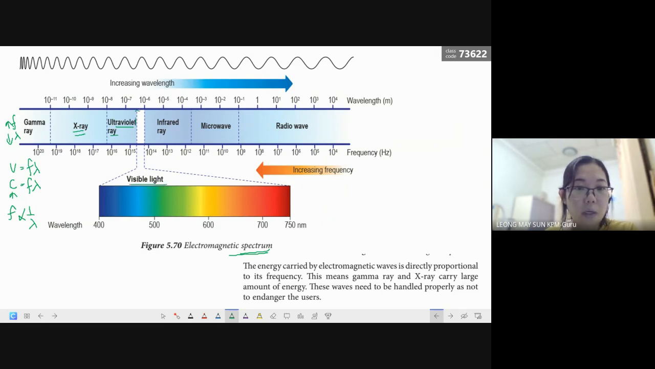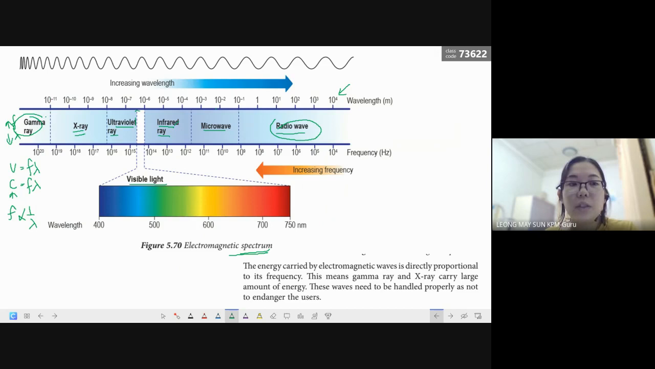This small gap here is visible light. Visible light is the only one that we can see. Then infrared ray. Infrared is the one that we use to control our aircon, our fan, light, or TV. That is using infrared ray. Then followed by microwave and radio wave. You don't have to memorize the value of the wavelength. You just have to remember radio wave has the highest wavelength. Gamma has the lowest wavelength but highest frequency.